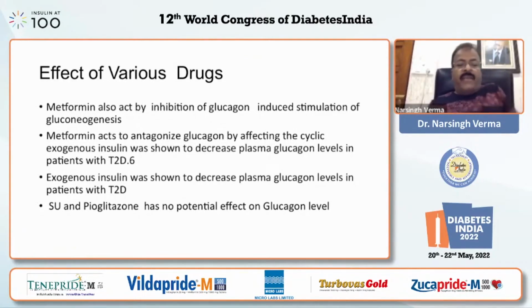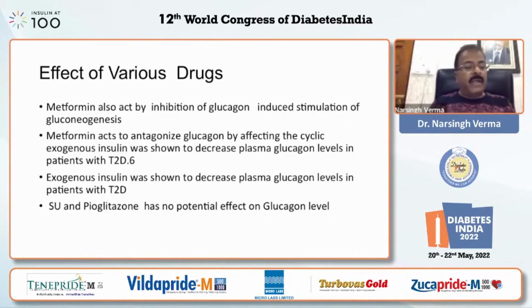Metformin also acts to antagonize glucagon by affecting cyclic AMP, and was shown to decrease plasma glucagon levels in patients with type 2 diabetes. So it was seen that metformin has two actions involving glucagon which favor the management of type 2 diabetes. Exogenous insulin was also shown to decrease plasma glucagon levels in patients with type 2 diabetes. So that is why exogenous insulin is somehow helpful in decreasing plasma glucagon levels.